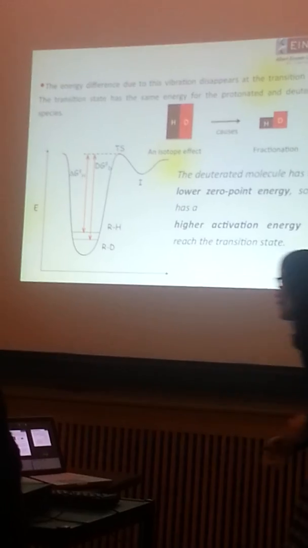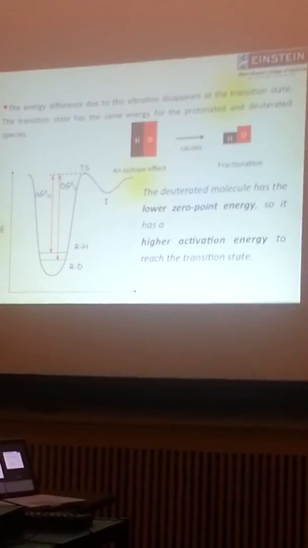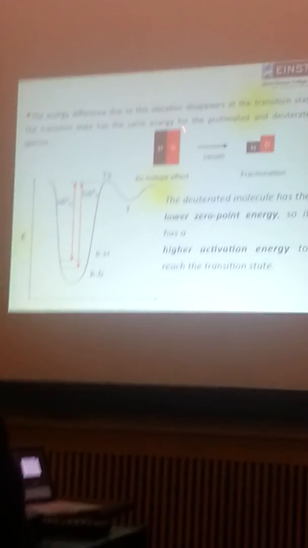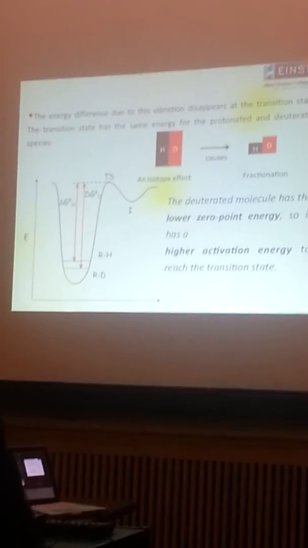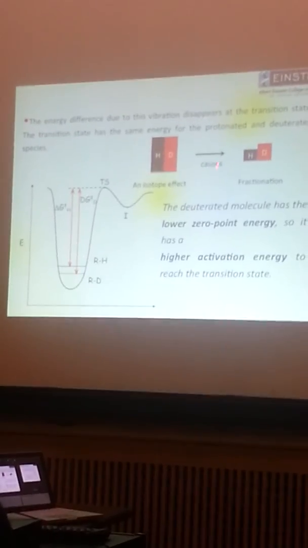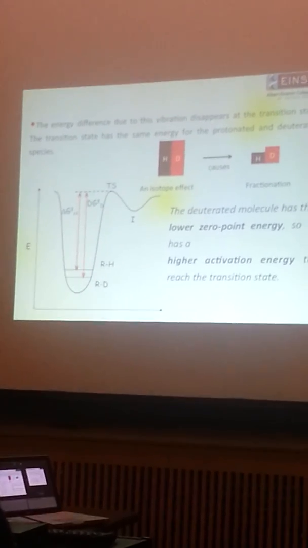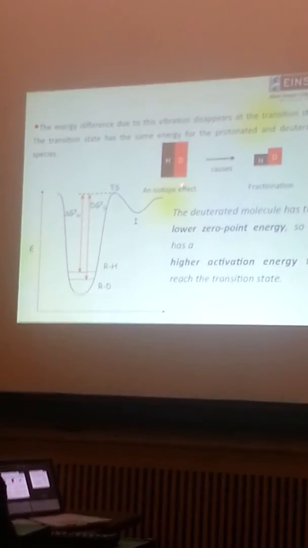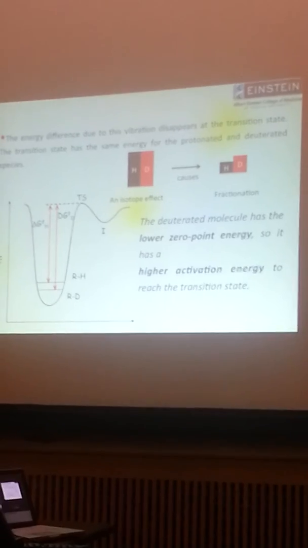And so in a reaction, you put the radio-labeled substrate and non-radio-labeled substrate together. Since they have different reaction rates, the remaining substrate will be different. And so that's why it gives you the fractionation.